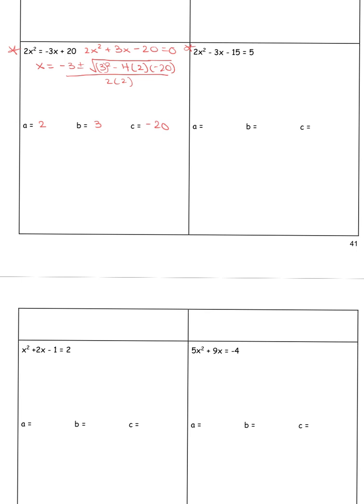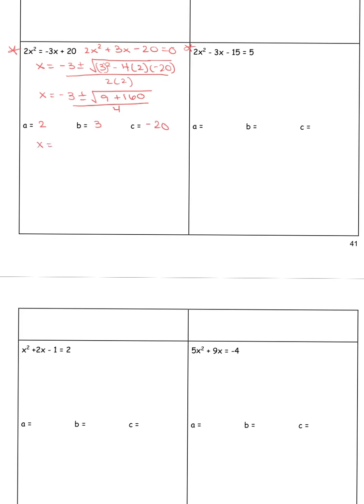All right, so simplifying through, we have x is equal to negative 3 plus or minus the square root of 9. All right, so we have a negative 4 times 2 times negative 20. You're going to have a negative times a negative, which is a positive. So this gives us a positive 160, and it's all going to be divided by 4. Running out of space, going to work down here.